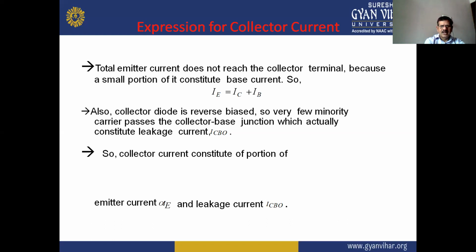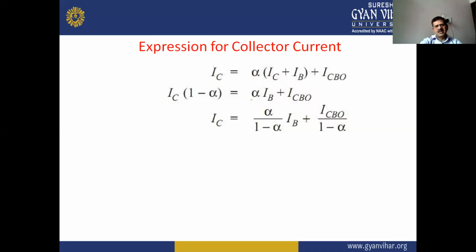So collector current constitutes a portion of emitter current and leakage current ICBO. So IC equals alpha into IC plus IB, plus ICBO, and also we can express IC in the form of alpha upon 1 minus alpha into IB plus ICBO upon 1 minus alpha. So this is the collector current in terms of alpha. Alpha is the current amplification factor in the common base connection, and ICBO is the leakage current across the base collector junction.